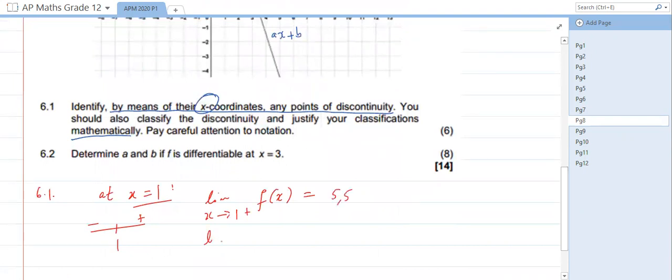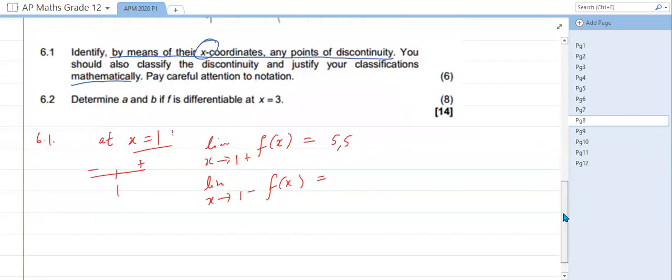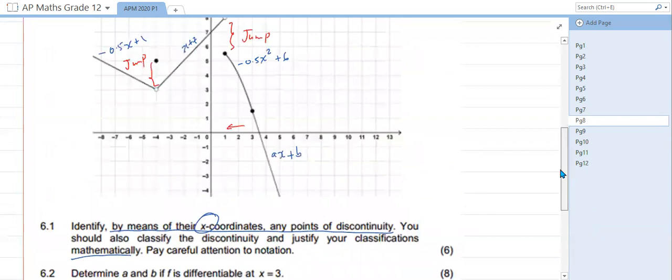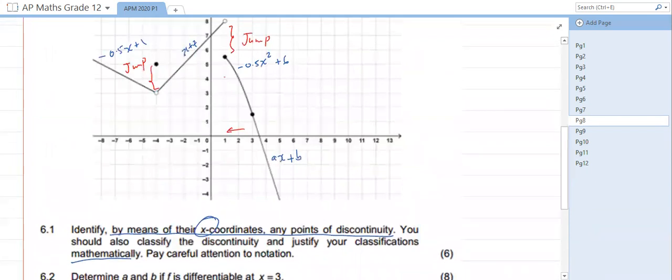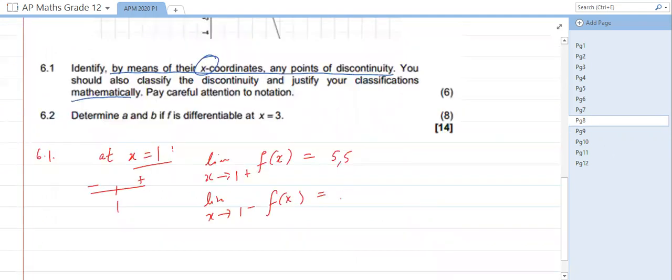And then limit as x approaches 1 from the left of f of x is equal to 8, because we are now substituting 1 in this function, which is x plus 7, right? From the left, it is approaching these function values until it reaches 8. So we're getting an answer of 8. We can clearly see a jump in these y values.